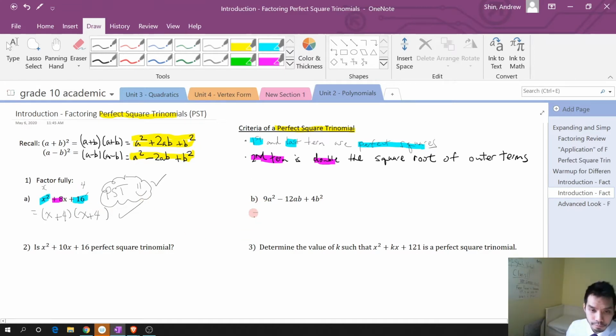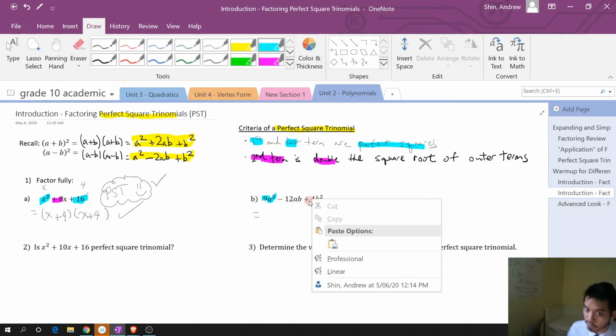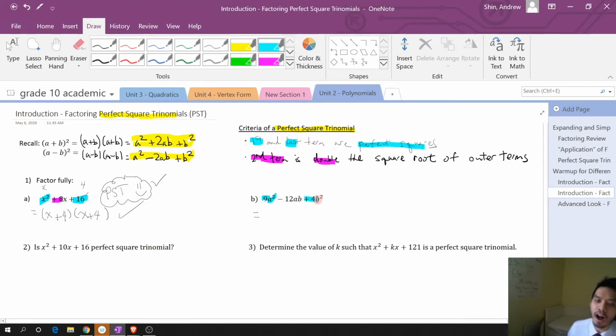Over here, let's take a look. Are the first and last term perfect squares? Does that satisfy that first condition there? Yes, 9 is a perfect square. A squared is a perfect square. 4 is a perfect square. Positive 4 is a perfect square. And b squared is a perfect square.